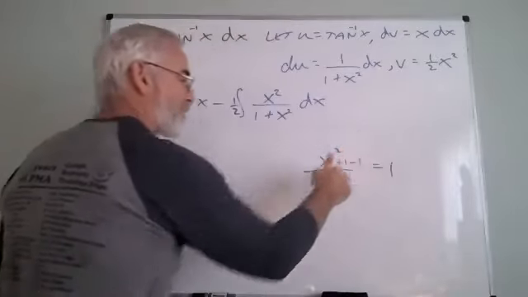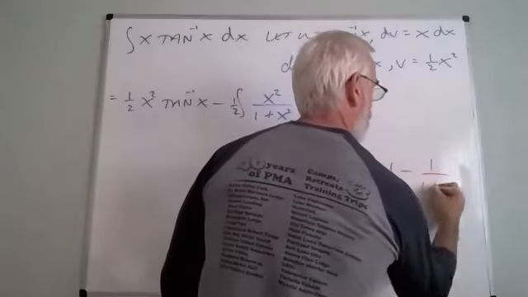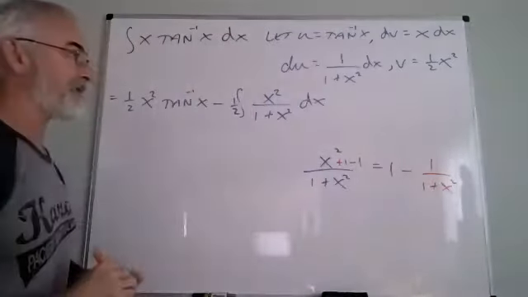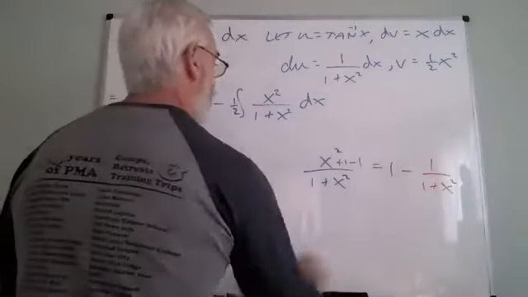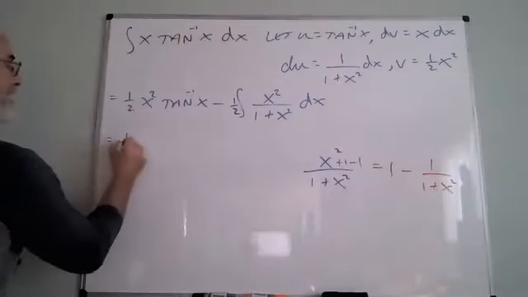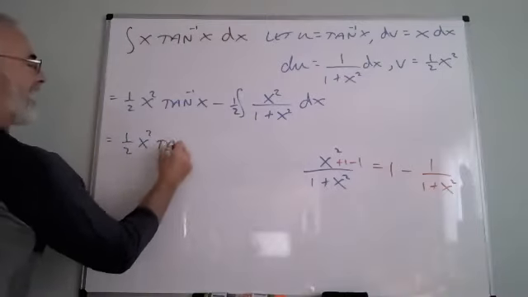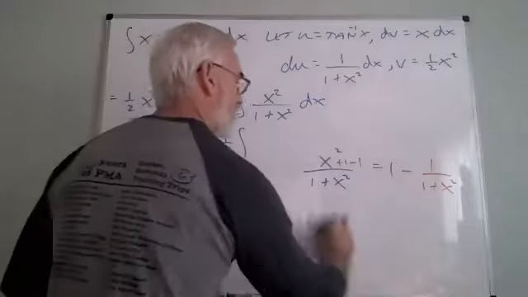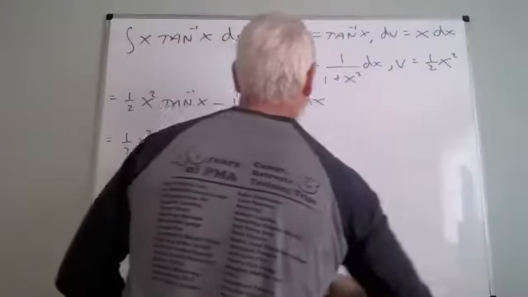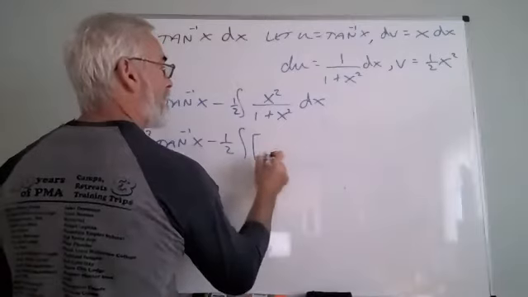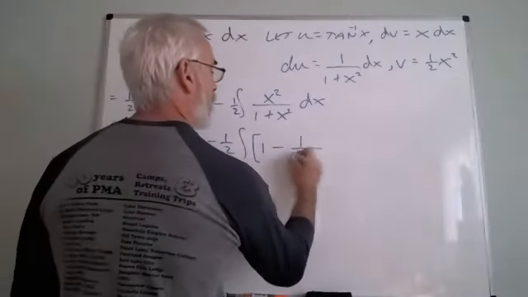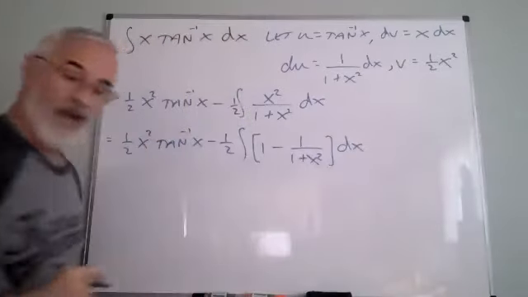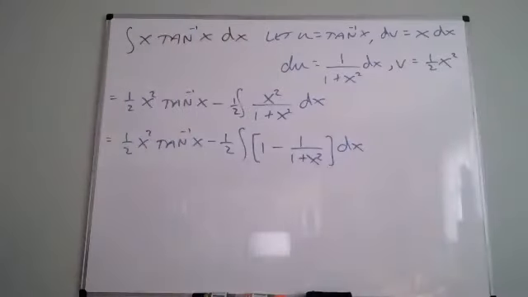Then I have minus 1 over 1 plus x squared. And again, a quick check, if you put these over a common denominator, you'll see I'll get back to the original. And so what that does is that gives me something I actually can integrate. So let me erase this. So this quantity right here would be nothing more than 1 minus 1 over 1 plus x squared. And of course, I know both of those antiderivatives.